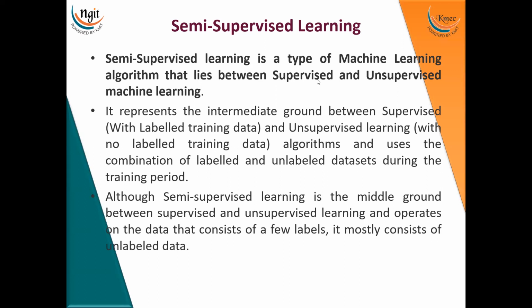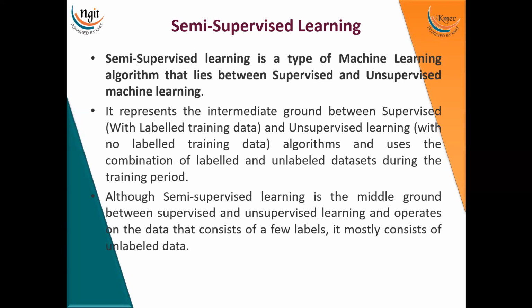We know that supervised machine learning is going to use the labeled data set. Some supervision is required. Whereas in unsupervised machine learning, there will be no labeled data set and no supervision is required. So coming to semi-supervised machine learning, it is an intermediate ground between supervised, that is with the labeled trained data, and unsupervised learning with no labeled trained data, and uses the combination of both labeled and unlabeled data sets during the training period.